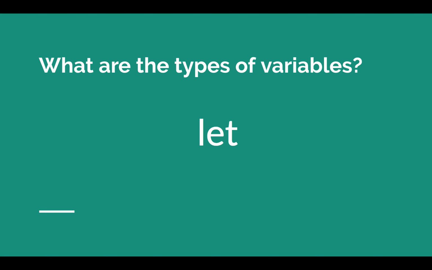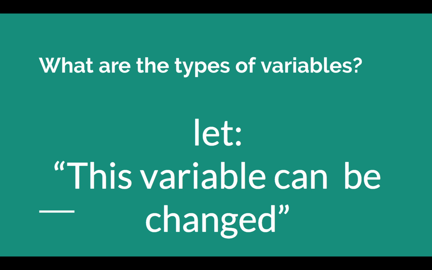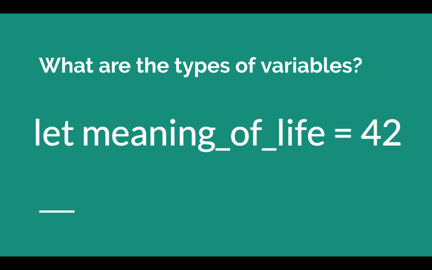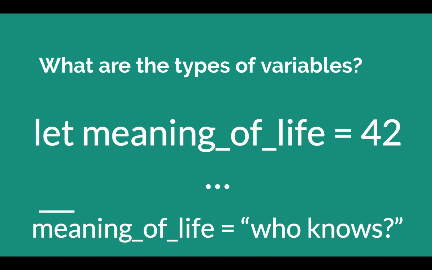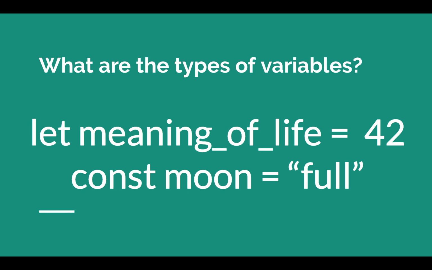The other one we saw was let. And what let means is this variable can be changed. So if you say let meaning of life is 42, and then sometime later you say meaning of life, actually, who knows? Well, actually the computer's fine with that. And so this is how you declare and assign a variable in full. You either say let and the variable name, or you say const and the variable name.